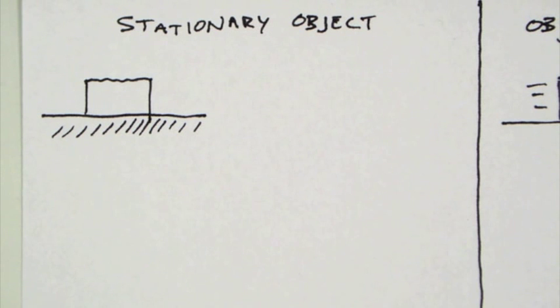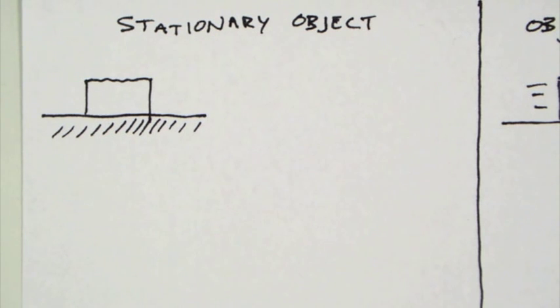Today what we're going to be talking about is free body diagrams and force equations. I've got 6 different situations that I want to go through, and the first one is just a stationary object, meaning I've got a box sitting on the ground, it's not moving. When we look at this situation, we want to be able to diagram the forces that are being applied to that box.